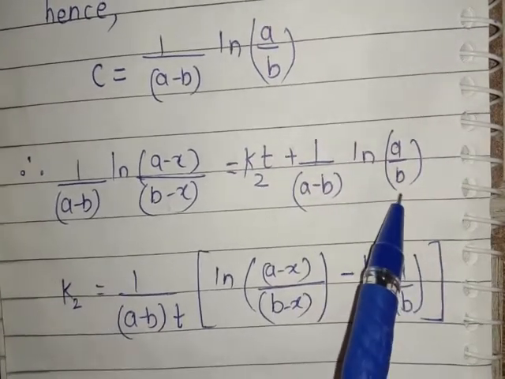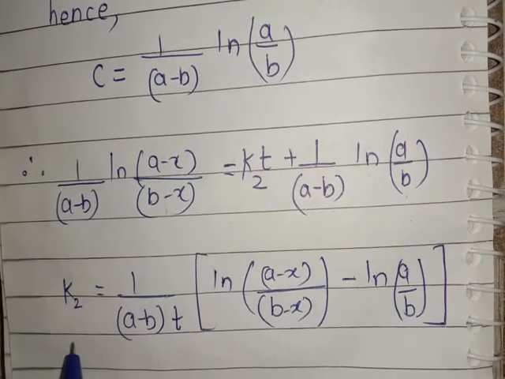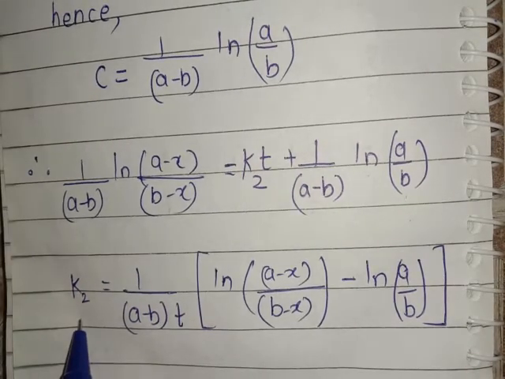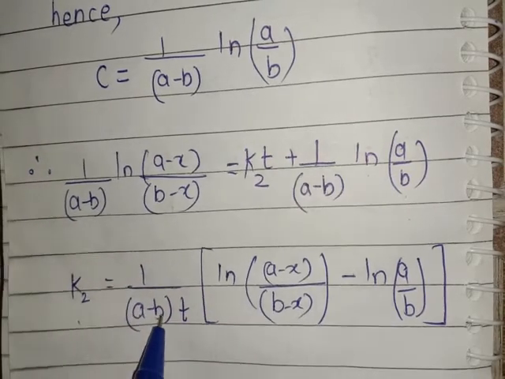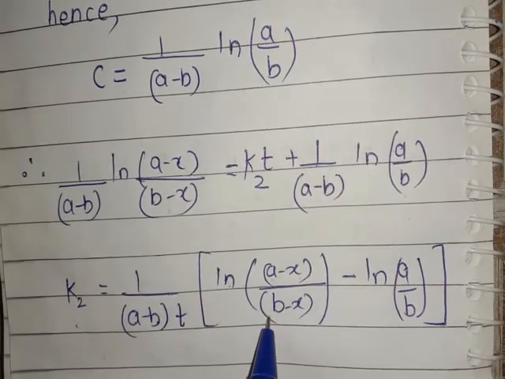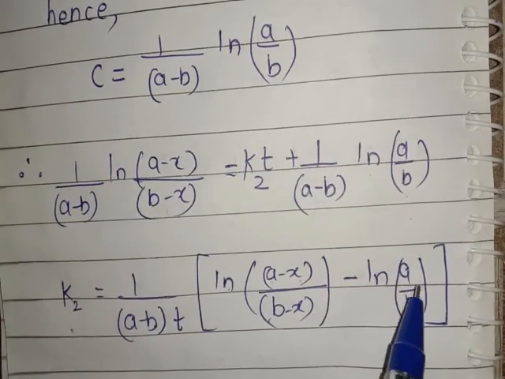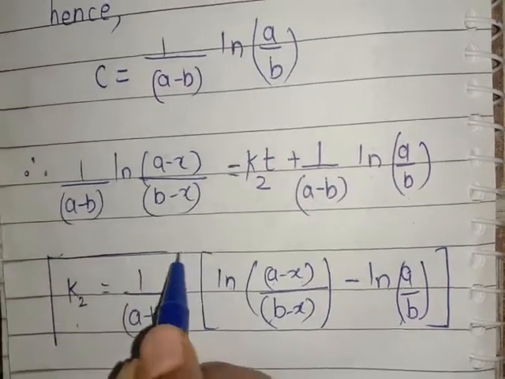And properly written for the second order rate of reaction, k2 is equal to 1 upon a minus b into t into ln of a minus x upon b minus x minus ln of a upon b. That is the overall second order rate of reaction.